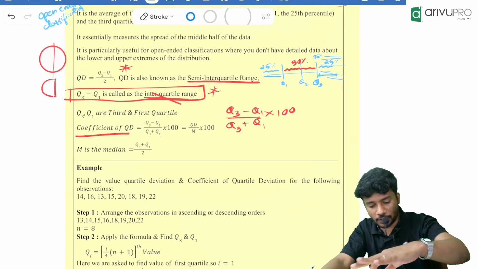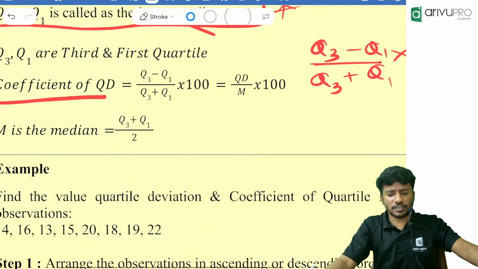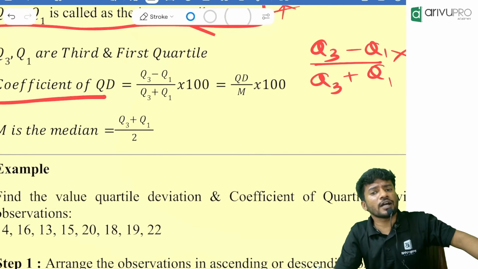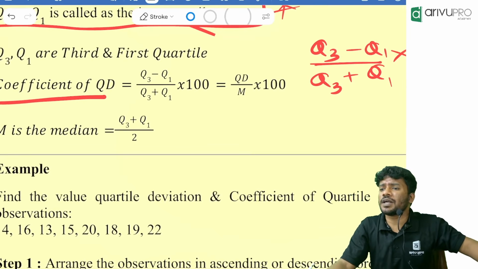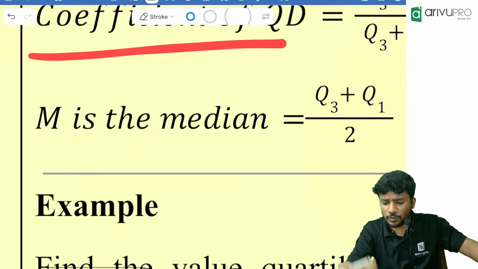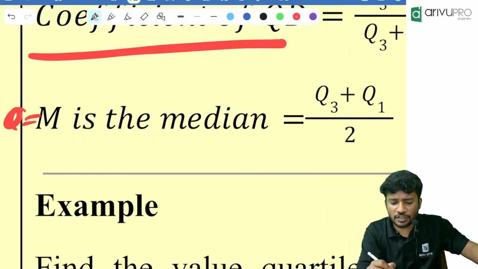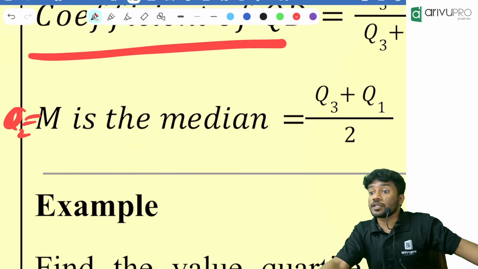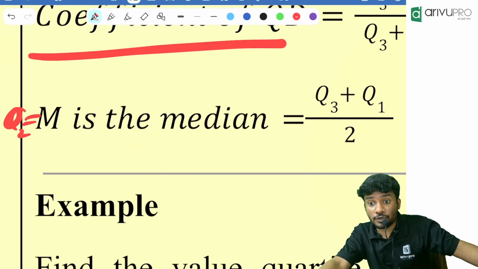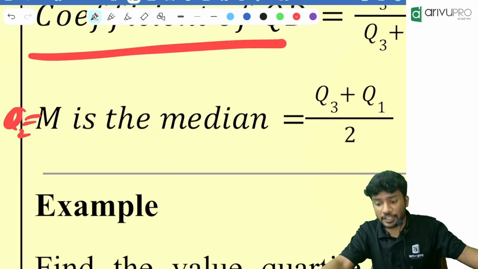Don't do that. Okay. Now, coefficient of QD. What is the formula? Q3 minus Q1 divided by Q3 plus Q1, into 100. Now people, do you remember yesterday I told you the median formula, or the Q2 formula, is what? The average of Q1 and Q3, Q3 plus Q1 divided by 2. Do you remember from yesterday? Median is nothing but Q1 plus Q3 divided by 2.